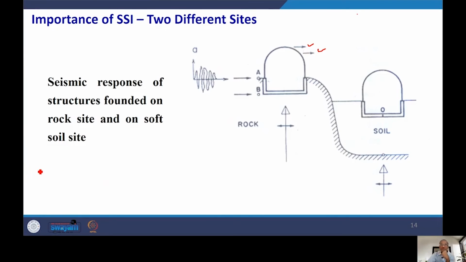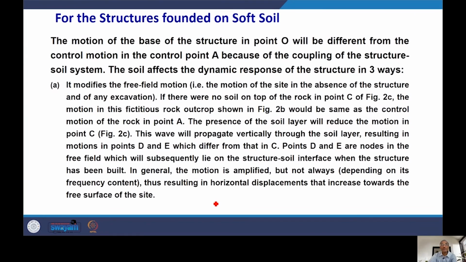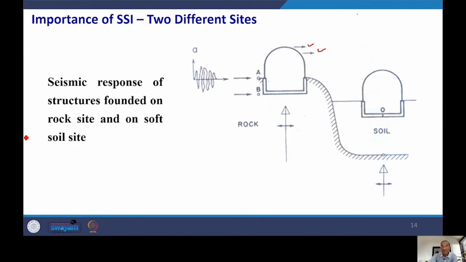You have one control motion, which is shown in this figure, and you have a control point, which is at point A. The control motion is applied at control point A, which was the case for a rocky site, but now the same motion is applied at point O. When you apply it at point O, this motion will be different from what was applied at point A, and this is due to the presence of the soil column, which tries to amplify the vertical motions or displacements, which we are going to discuss in detail.